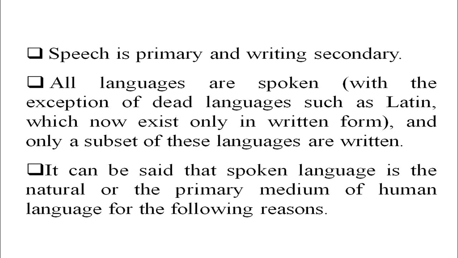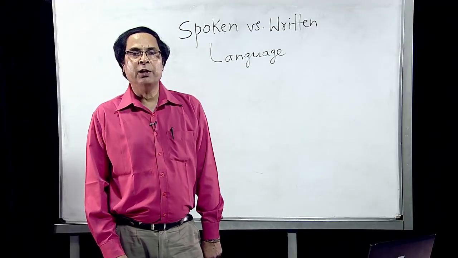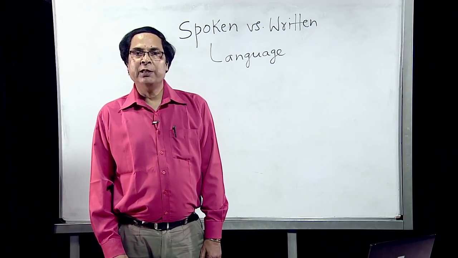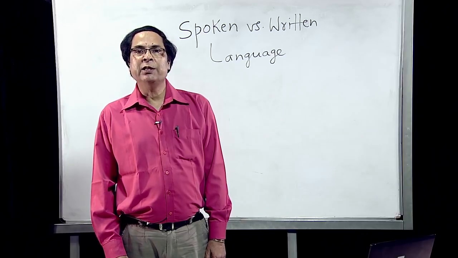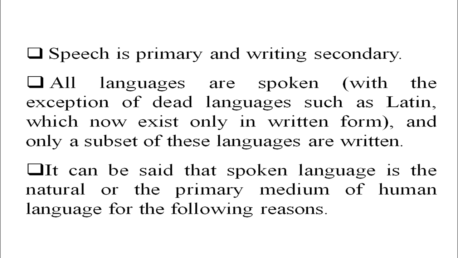We also know that speech is primary and writing is secondary. Why we say that? Because we know that the moment a child is born and she is say about 8 months old or 12 months old, then she starts acquiring a language. And when she acquires a language, she first speaks it. She does not start writing and reading immediately. So, all languages are spoken with the exception of dead languages such as Latin, which is only existing in written form, and only a subset of these languages are written.